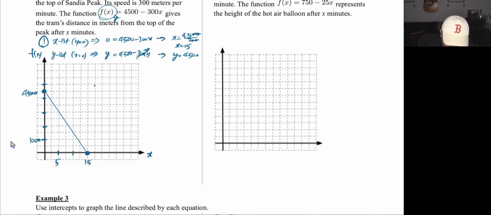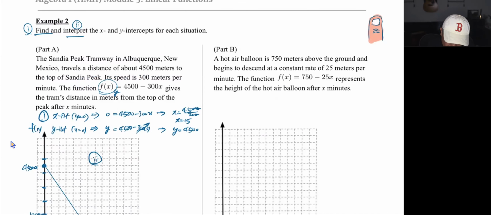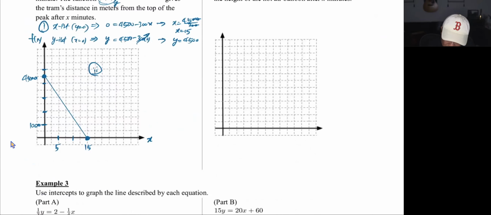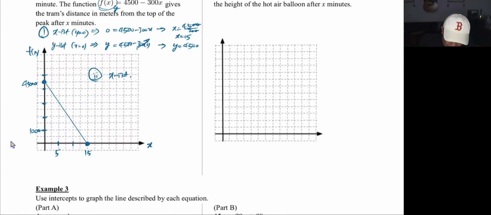So what do you do in part 2? What does that mean, right? We have to give the interpretation, interpret the x and y intercept. In this particular case, the x-intercept is what? The time that it takes for f of x to be 0, right? And f of x is what, guys? If you look over here, f of x gives the tram's distance from the top. So x-intercept at x equal to 15 means what?